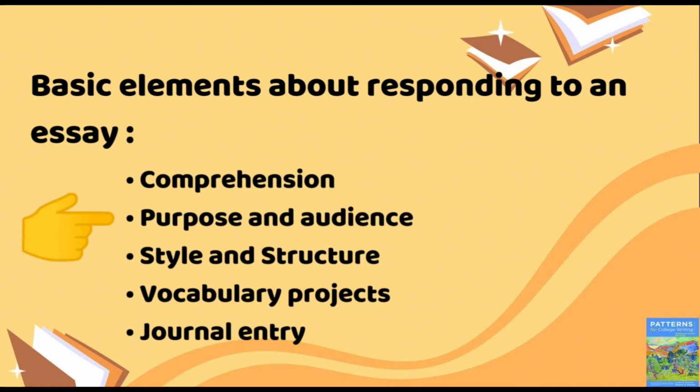The second one is purpose and audience. These questions ask you to consider why and for whom each selection was written and to examine the implication of the writer's choice in view of a particular purpose or intended audience. Similarly, we have third, style and structure. These types of questions examine the decisions the writer has made to express his or her ideas, such as arrangement of ideas, paragraphing, sentence structure, word choice, and imagery.